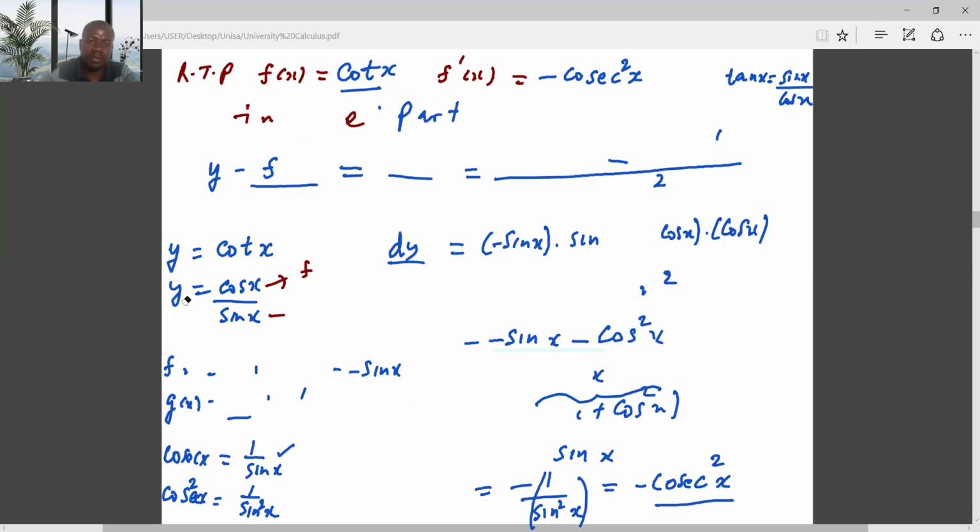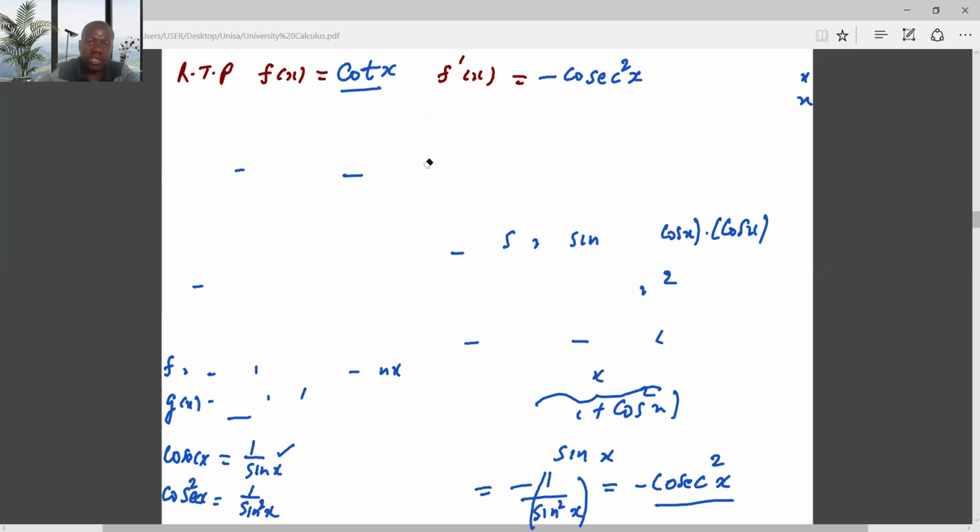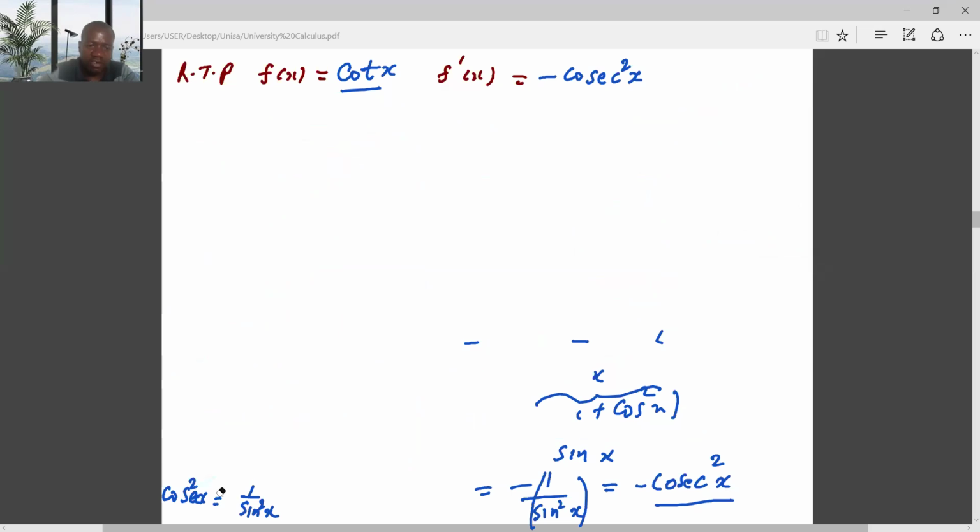We only used first principle to prove sine and cos. But to prove the others, we do not need first principle. We just use quotient rule because we know the derivative of sine and cos. So we proved that the derivative of cot x is negative cosec squared x. Let's go and check if that is true.